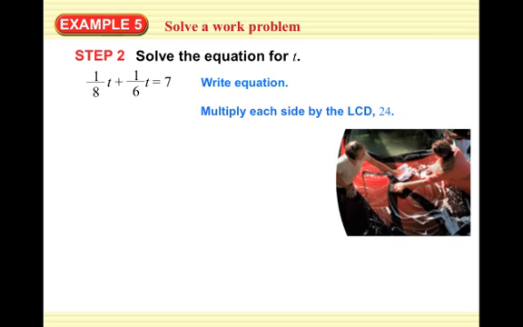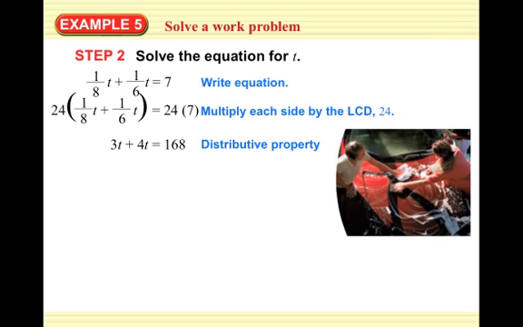So we're going to multiply both sides of the equation by 24. Now, on the left-hand side, that means we're going to need to distribute. On the right, we're just going to need to multiply 24 times 7. So we're going to have 24 times (1/8 t plus 1/6 t) equals 24 times 7. So we're going to distribute the 24 to 1/8 t and 1/6 t. So 24 times 1/8 is going to give us 24 over 8. 24 divided by 8 is 3. So we get 3t plus 24 times 1/6. That gives us 24 over 6, which is 4. So that's 4t equals 24 times 7 is 168.